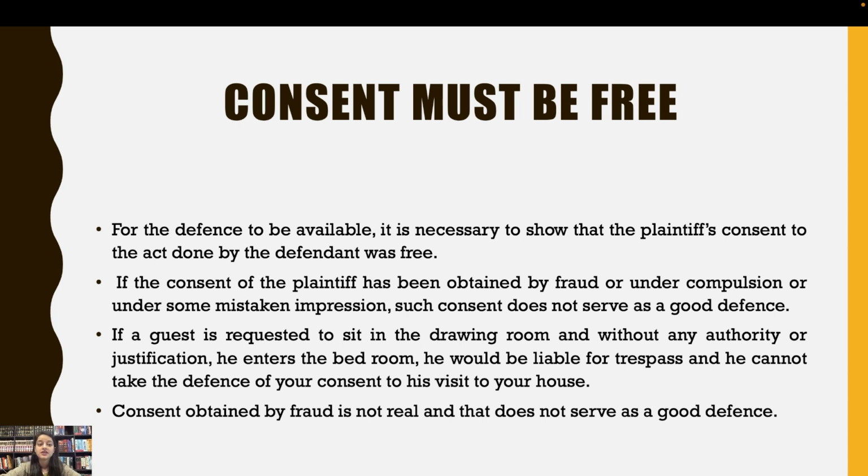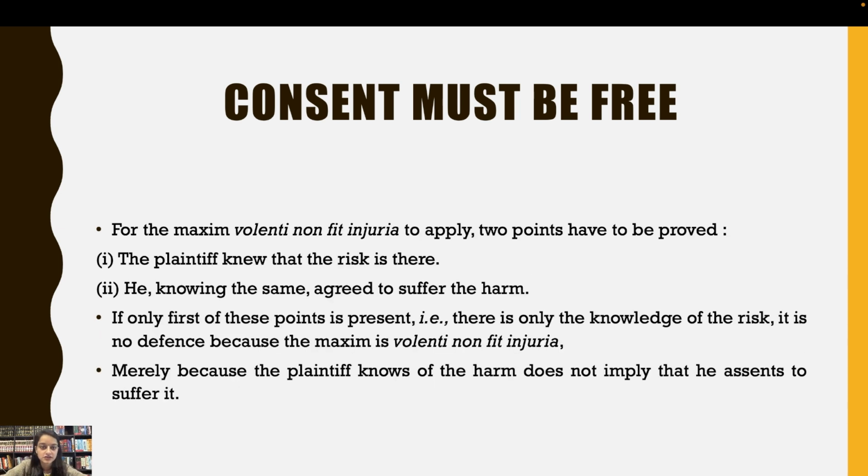You tell somebody to ride a motorbike. He agrees to the normal accidental damages which may happen to him if he does not drive correctly. But if you know that the bike's brakes had failed and you did not tell the person, then you cannot take the defense of volenti non fit injuria.